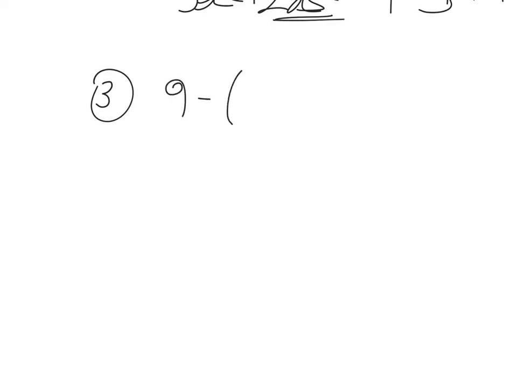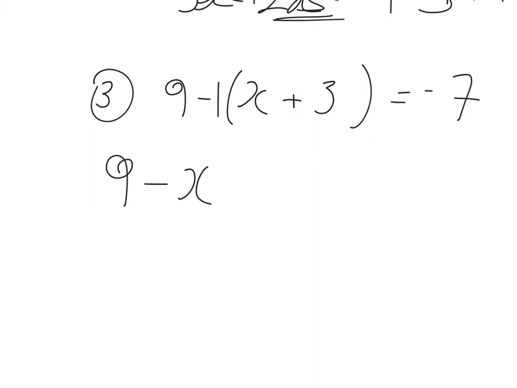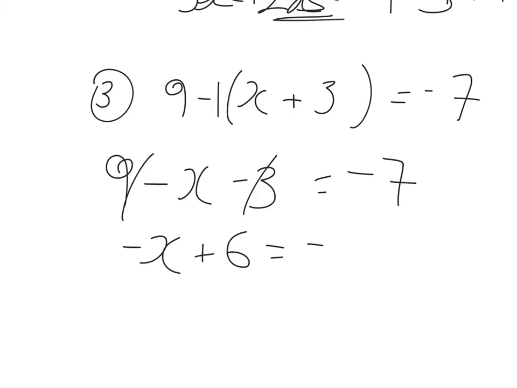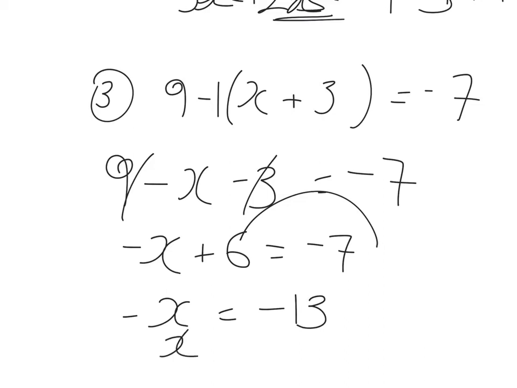9 minus bracket x plus 3 is equal to minus 7. If you can see a number in front of the bracket, the number there is just 1. So that's 9 minus 1 times x is minus x, and minus 1 times 3 is minus 3, and that's equal to minus 7. I've got minus x. 9 minus 3 is 6. Minus x plus 6 is equal to minus 7. Minus x equals minus 7 minus 6, which is minus 13, which means x is equal to 13.